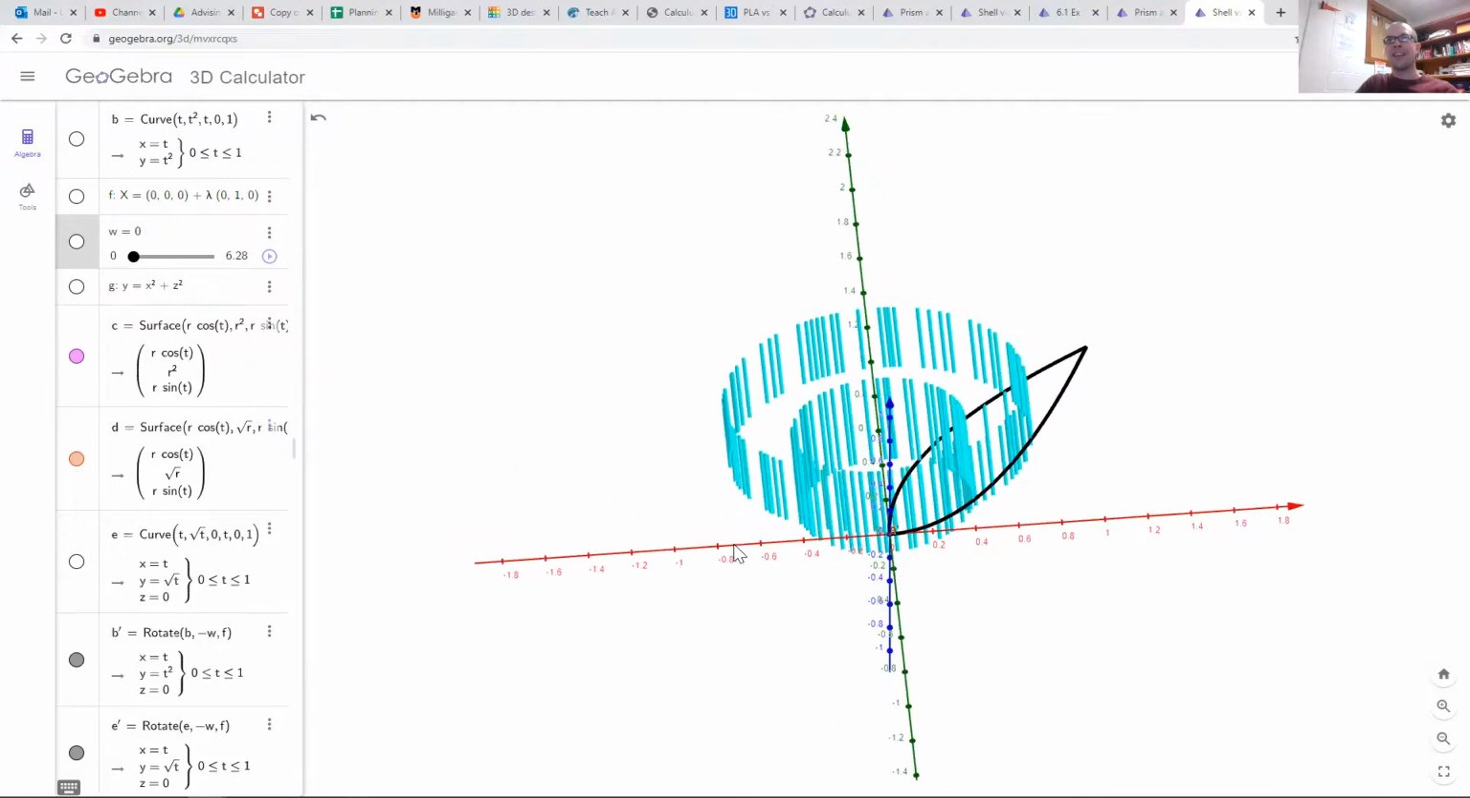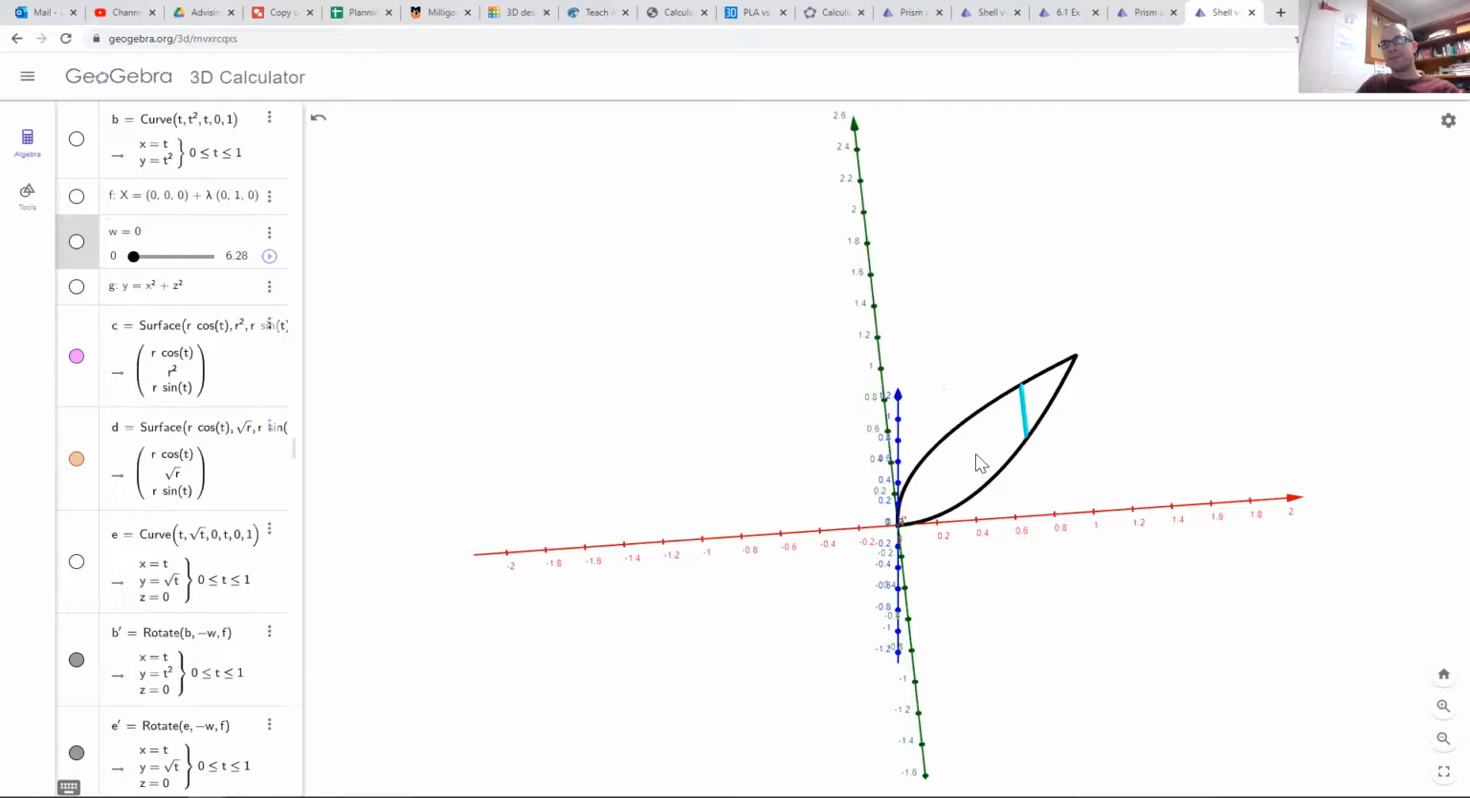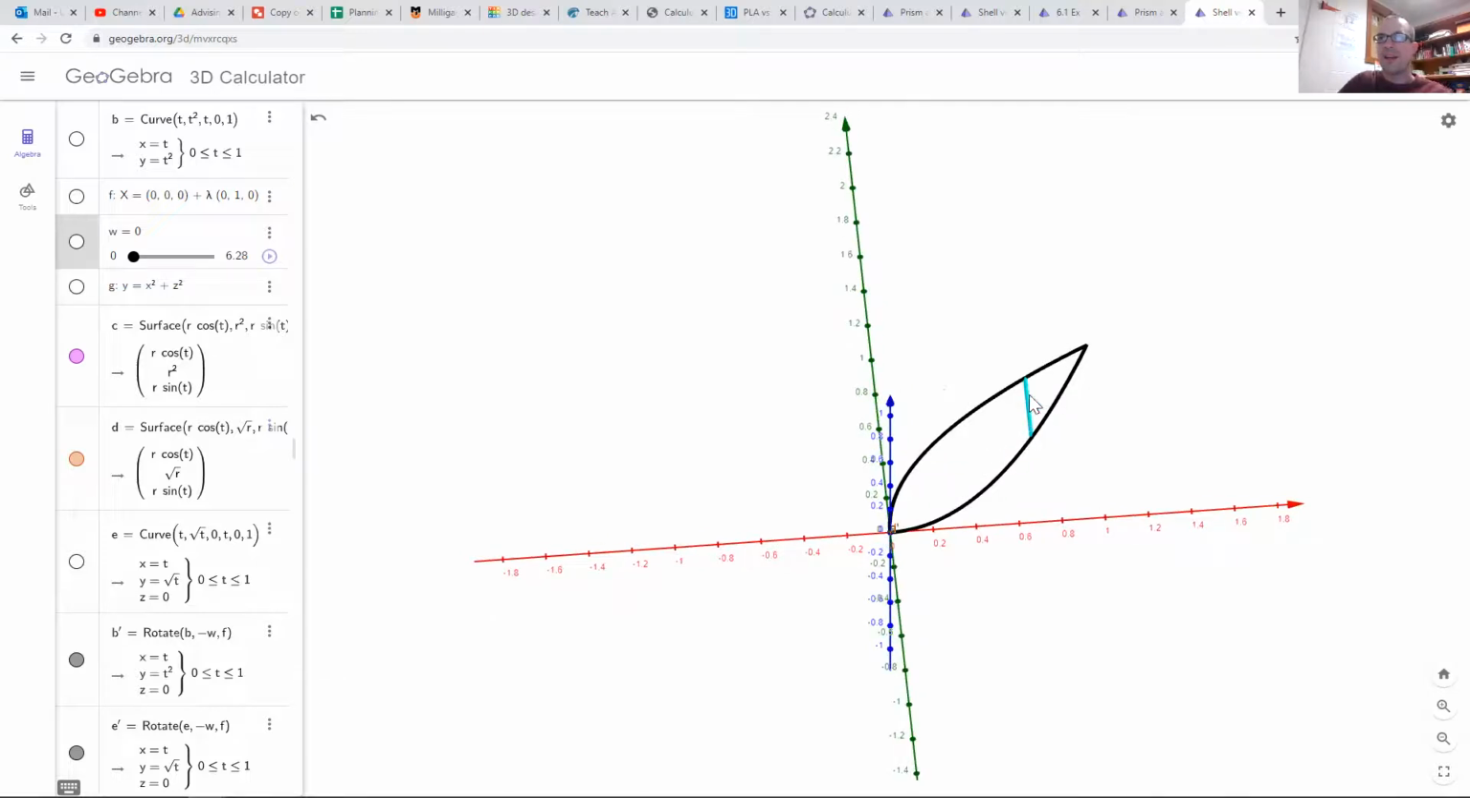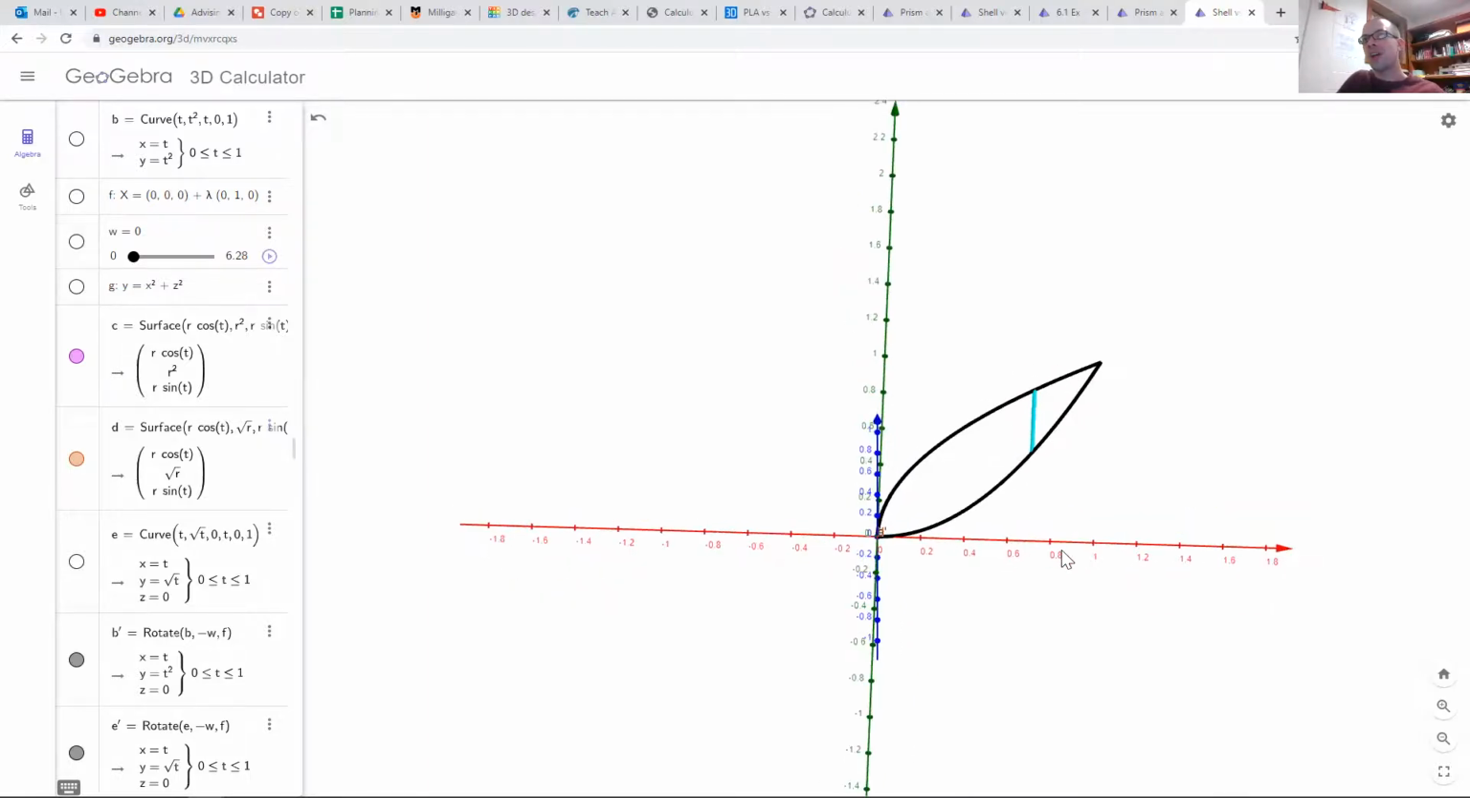The key thing here is that the little tiny line segment is oriented so that the thickness is along the x-axis. The long side of this segment is parallel with the axis of rotation. And whenever the segment is parallel with the axis of rotation, we're going to get cylindrical shells.